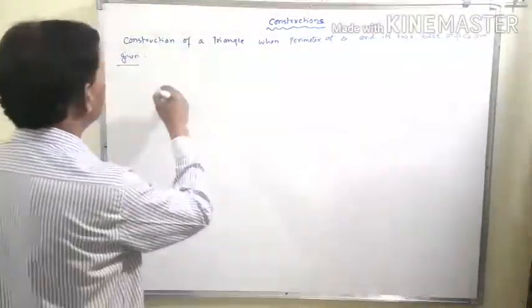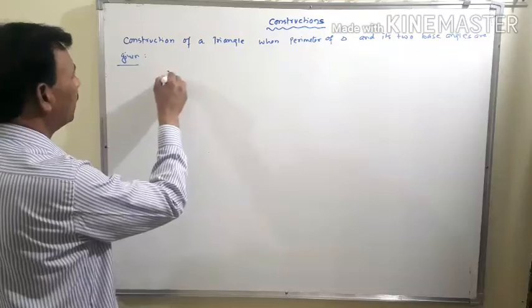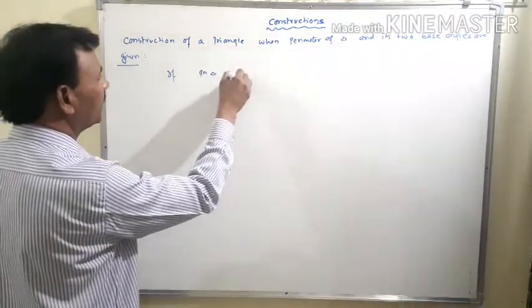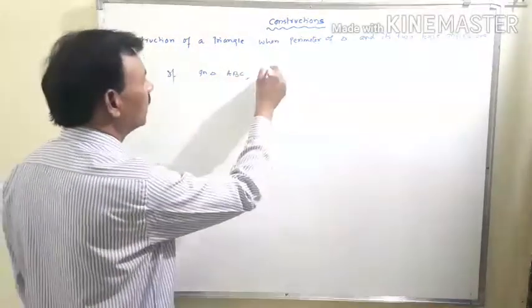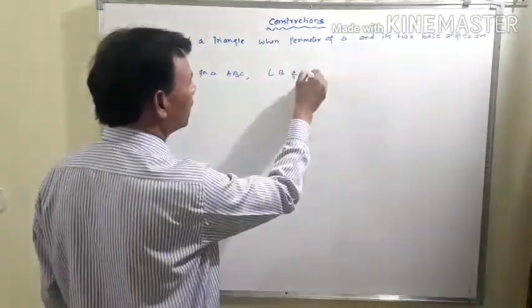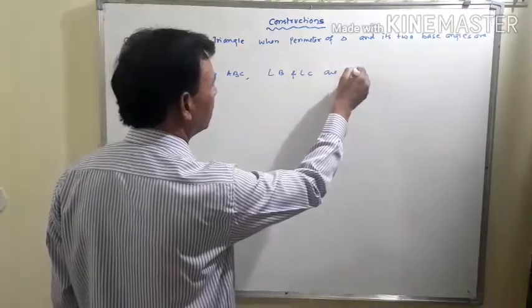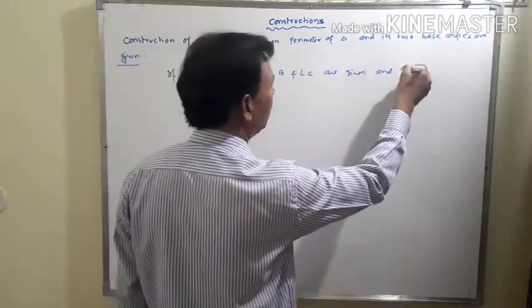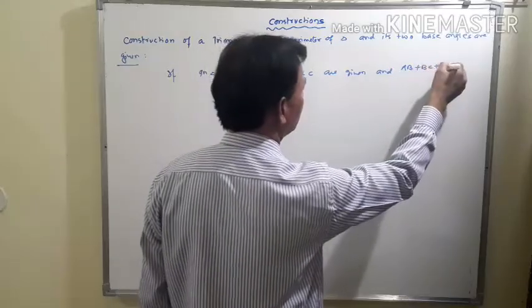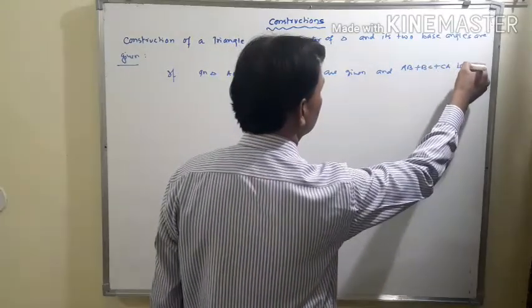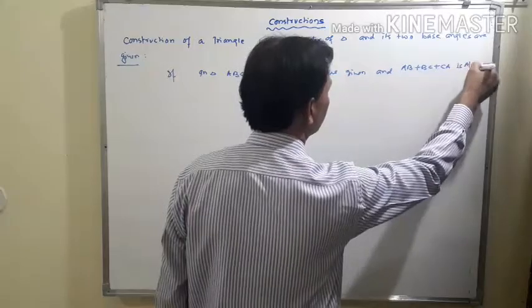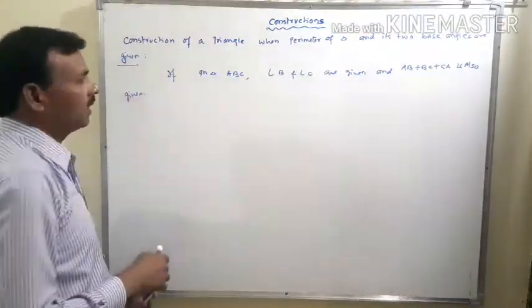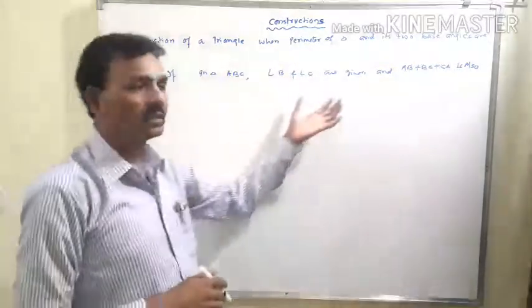Now, in triangle ABC, angle B and angle C are given, and AB plus BC plus CA is also given. Then how do we construct this triangle?